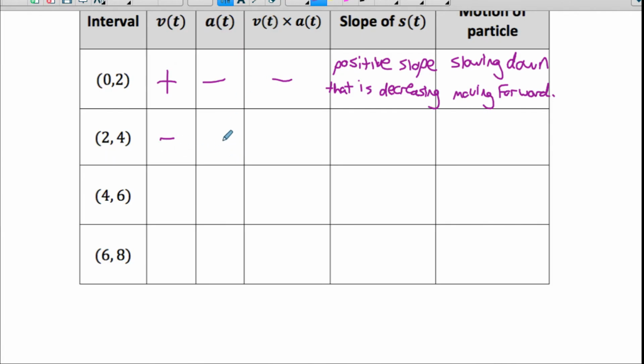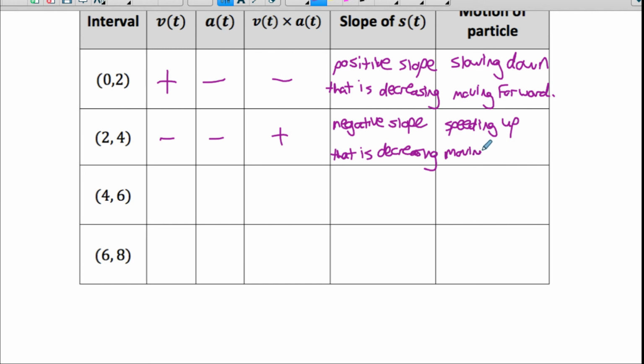So velocity is negative and acceleration is negative. The product of those two things is positive. So what we have is a negative slope that is getting even more negative. It's getting steeper. So a negative slope that is decreasing. That tells us that the object is speeding up or accelerating. So speeding up. In what direction? Since the velocity is negative, we can say moving backwards, or I think what I usually write is moving in reverse.